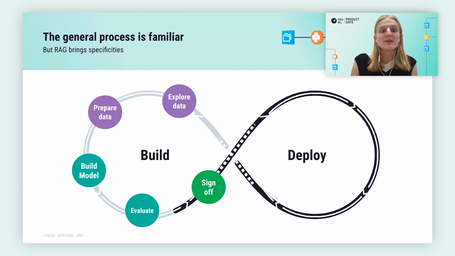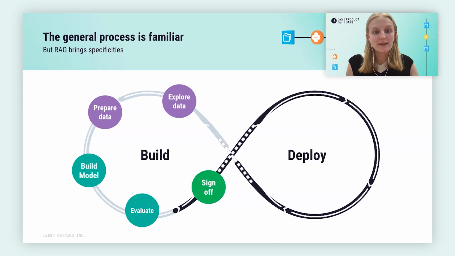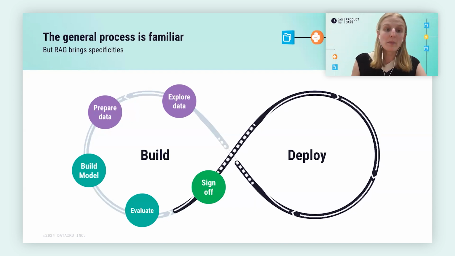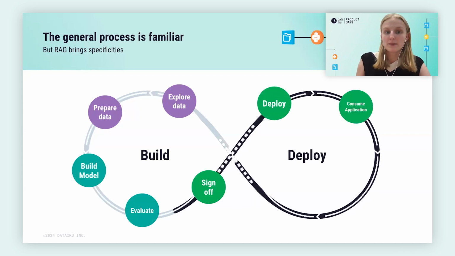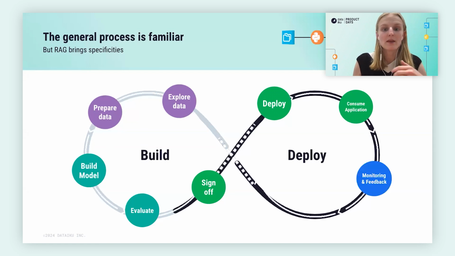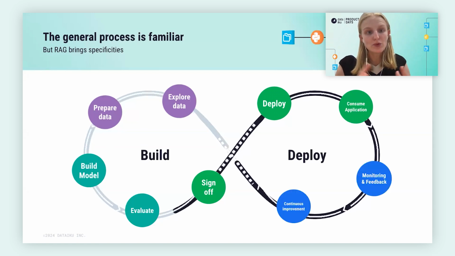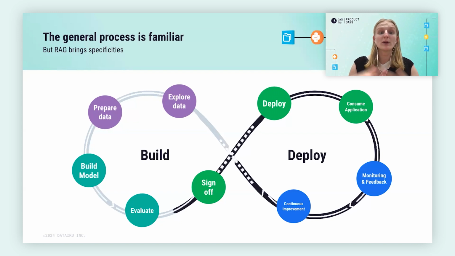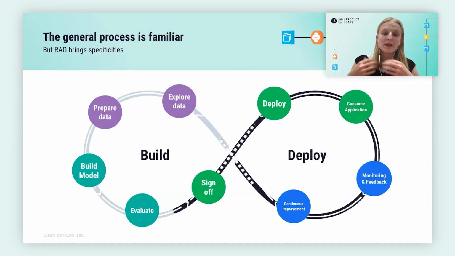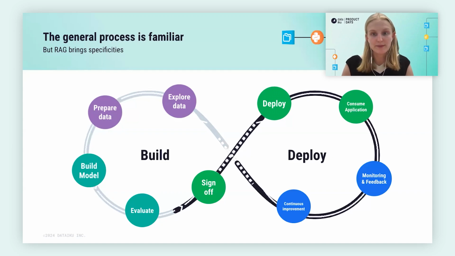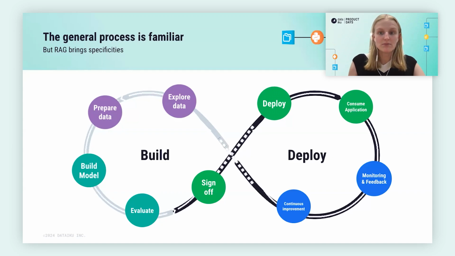And then comes the deployment phase. So after validating that the RAG pipeline is compliant with our internal criteria, we can deploy the RAG pipeline, typically as an end-user application. And lastly, the two final circles are around what do we do once the application is deployed. Obviously, we want to monitor it, to obtain user feedback, and to continuously improve it. So this is really nothing new.